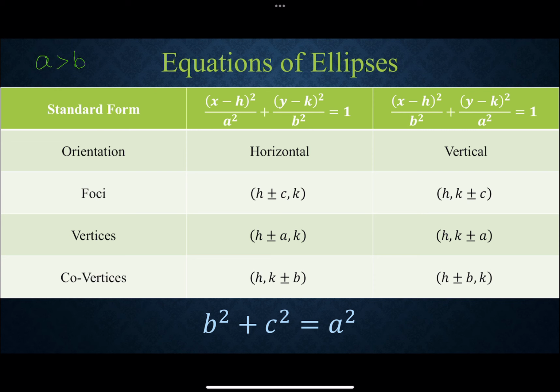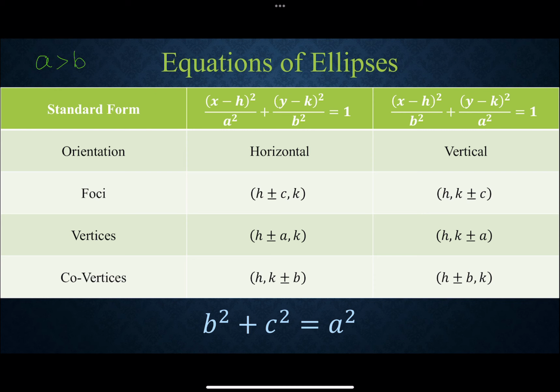And then how we find the foci, vertices, and co-vertices is taking the center at (h, k) and either adding or subtracting a, b, or c. The foci add and subtract the value of c, that's the distance away from the center the foci are. The vertices use the value of a, and the co-vertices use the value of b. You'll see that for the horizontal ellipse, the foci and the vertices are adding and subtracting a and c to the x-coordinates, whereas the co-vertices add and subtract b to the y-coordinates. And then for vertical, it's switched. The vertices and foci add a and c to the y-coordinate, and then the co-vertices add b to the x-coordinates.